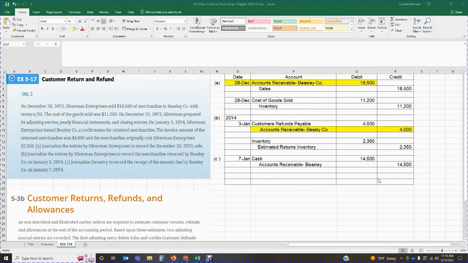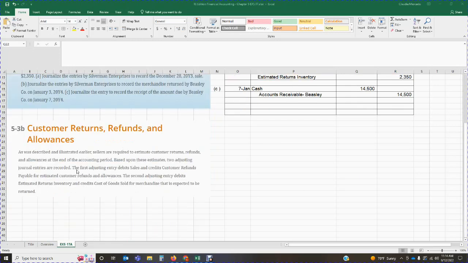So we have a lot of information provided in this problem. We've got a sale, we've got a return, and then we've got a payment. Please read the information carefully. Remember that estimates are done. We basically set money aside based on what happened in prior periods, and we can estimate how much we think we're going to have in returns or refunds this month. And then you make the necessary entries.